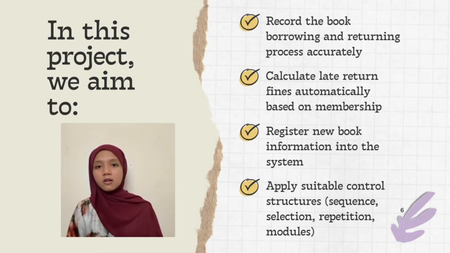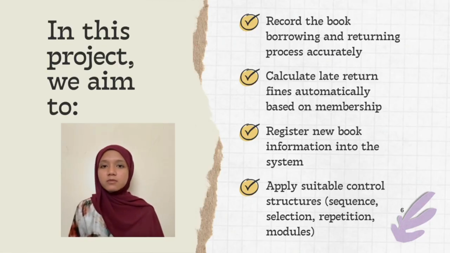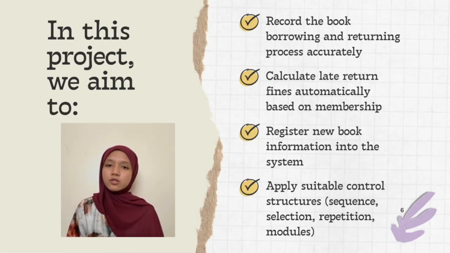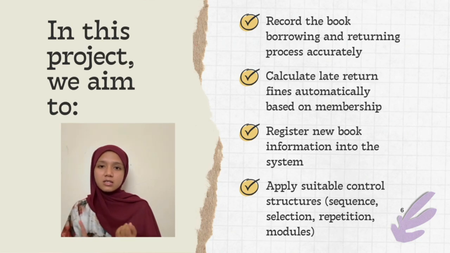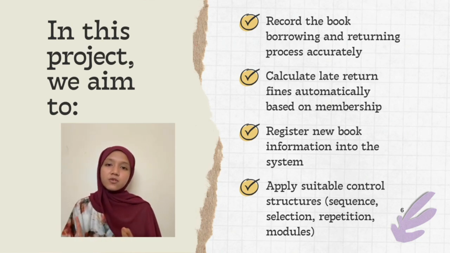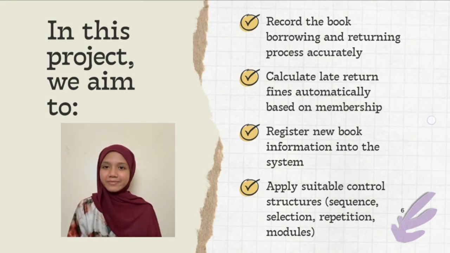Next, this allows librarians to register new book information into the system systematically based on the book titles, authors, or genre. Lastly, we also apply suitable control structures such as sequence, selection, repetition, and functions to make the system easy to maintain even for a long time.